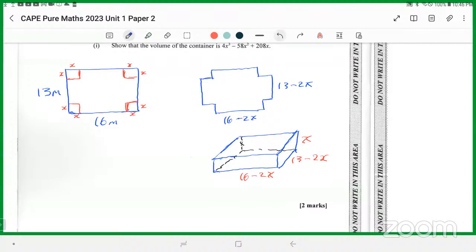Sir, all of that for just 2 marks? 2 marks? It's weird. No, you don't need to draw the diagram now. You need to be able to visualize that. That's what they're going to get. You can't watch that.